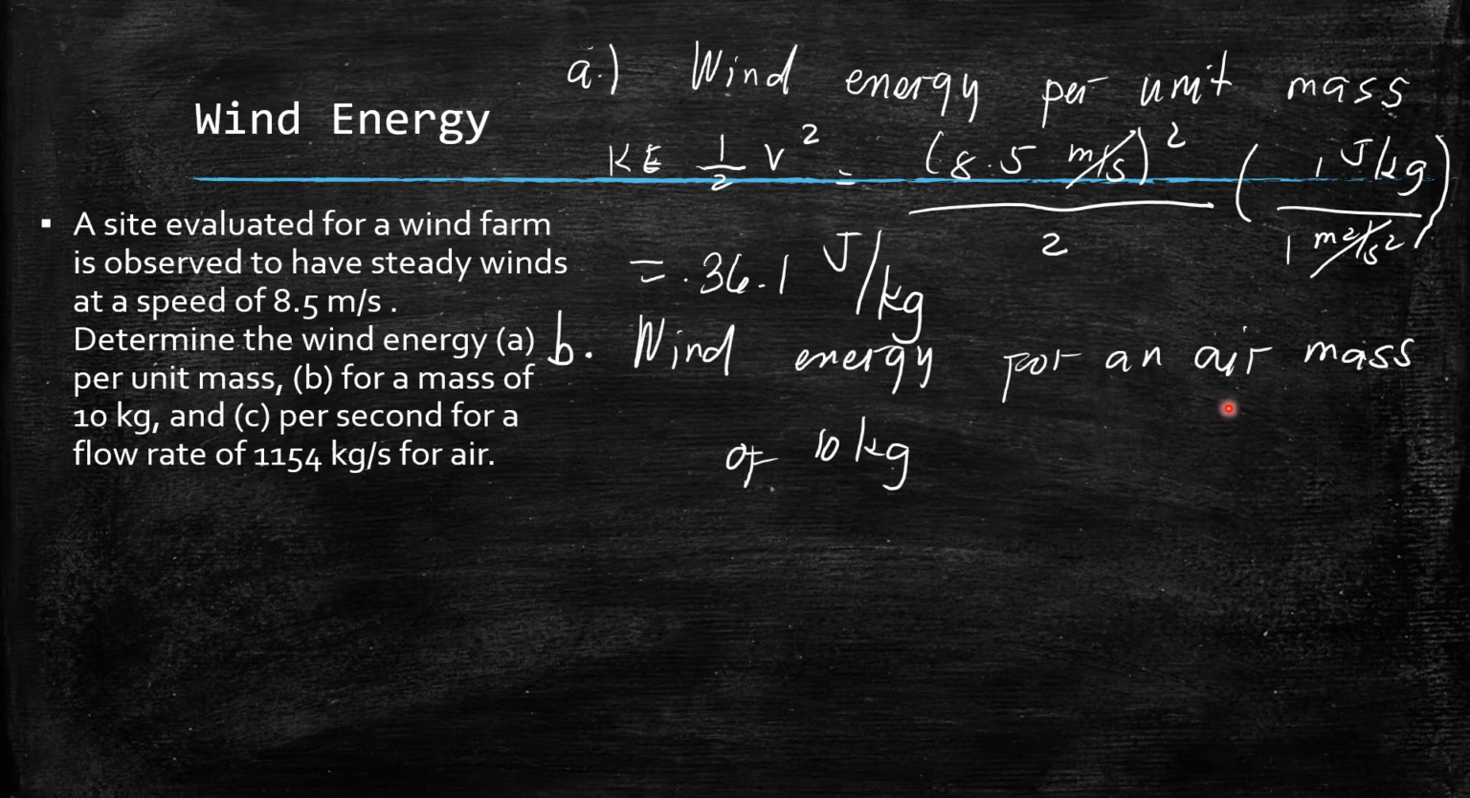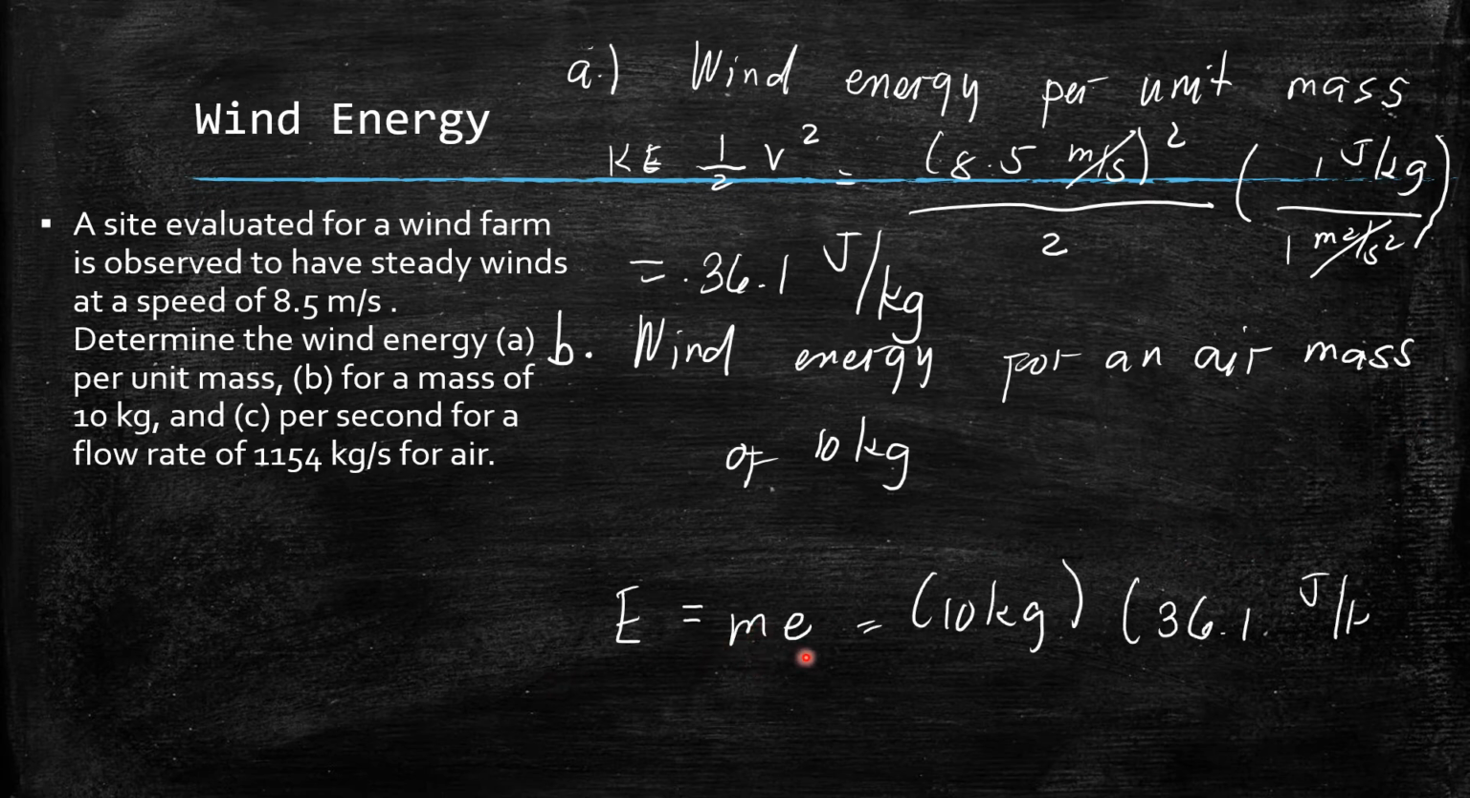For B, the wind energy for an air mass of 10 kilograms is given by energy is equal to mass times the energy per unit mass. So 10 kilograms, this is the condition, times the 36.1 joule per kilogram. This is the value that we've calculated from here. So the energy for an air mass of 10 kilograms is equal to 361 joules. So cancel kilogram and kilogram, so we have the joule.